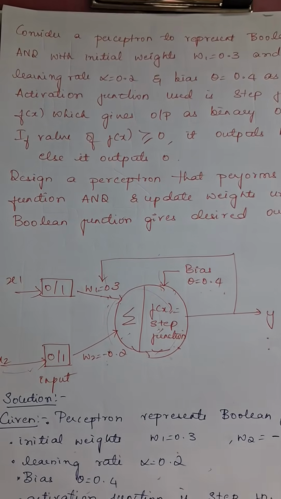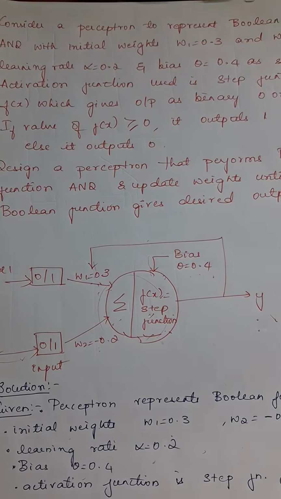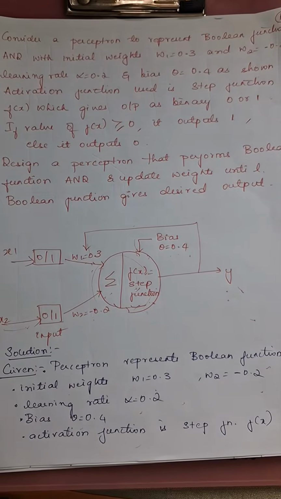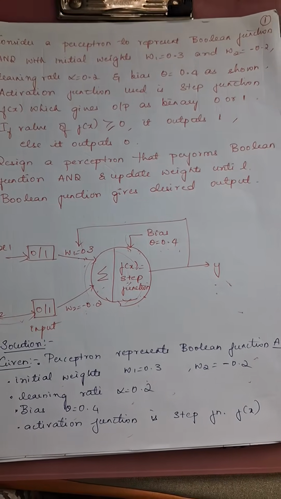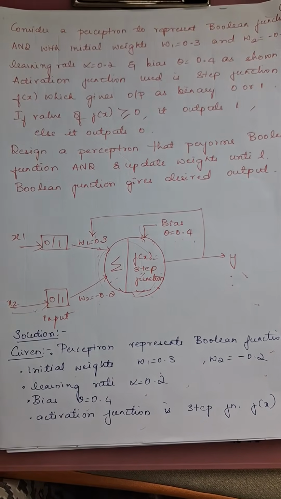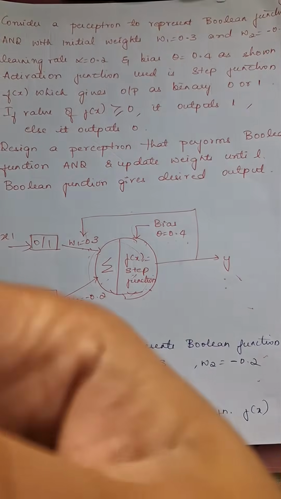In this session, I'll be discussing a problem on Perceptron related to the artificial neural networks chapter. Consider a Perceptron to represent the boolean function AND, with initial weights W1 is 0.3, W2 is minus 0.2. The learning rate alpha is 0.2, bias theta is 0.4. This is a diagram of the perceptron which is shown.